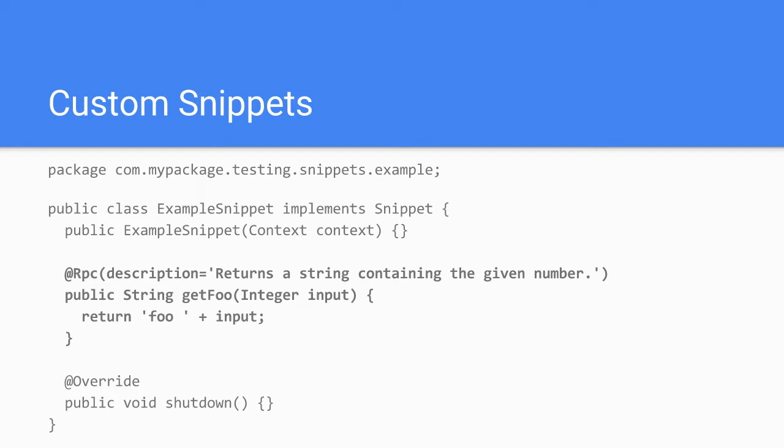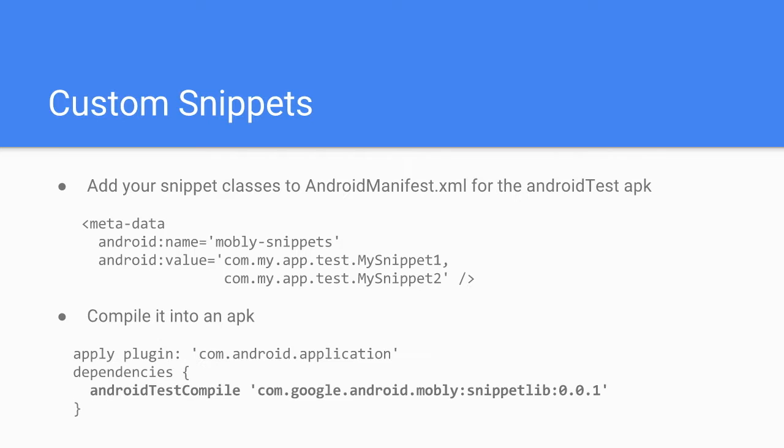This is a very simple example of the Java that you might write. In this situation, I just wrote a Java function that appends a prefix to an input integer. Of course, in reality, this would be much more complicated. It might be an SDK call or something. And I extend the interface Snippet, which is very bare. It just basically has the shutdown method in it. And I tag my method as @Rpc, which is what allows the system to find it. And then in your manifest, you just declare the particular classes that happen to have snippets in them.